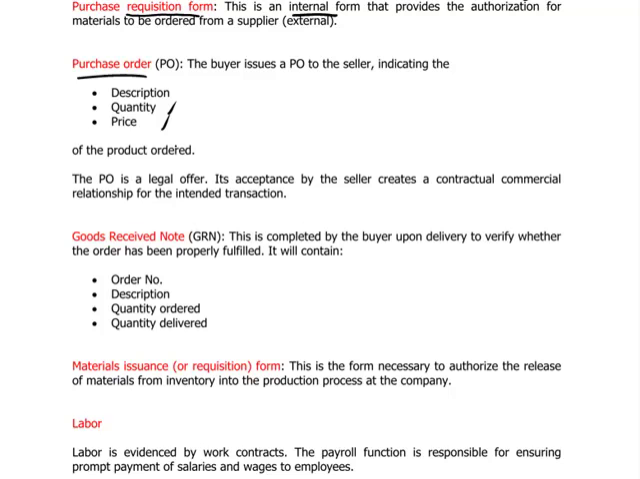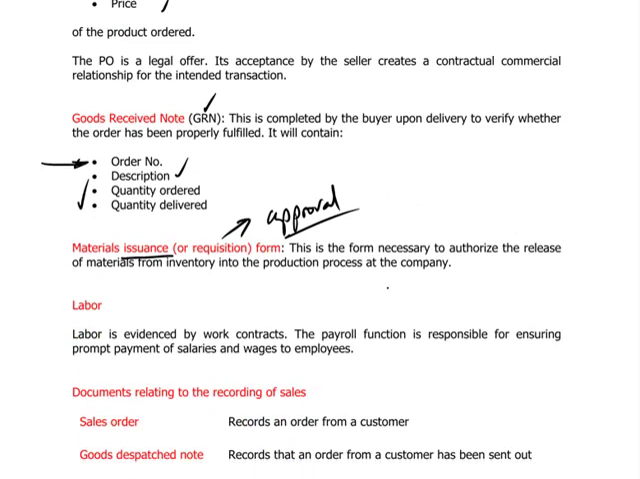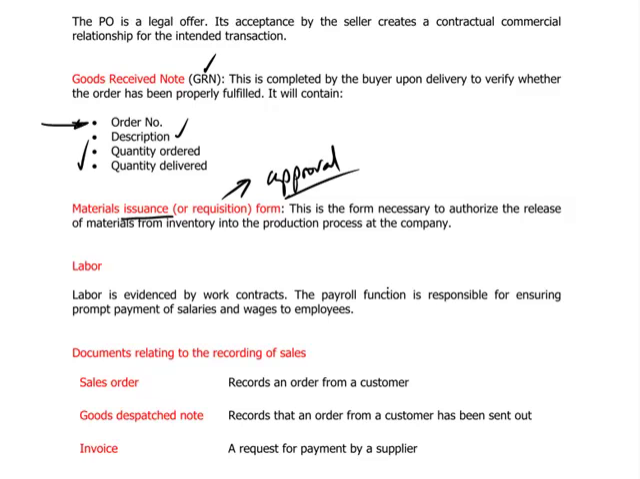When a delivery takes place, this gives rise to what is called a goods received note, and as the name suggests, it will refer to the order number that was made by the customer, and it will describe the goods themselves and also the quantity of goods. Now, within the company, when the goods have been received, they have to be moved from the receiving department to another department internal to the organization. The materials will be issued based on a materials issuance or requisition form. Again, the word requisition indicates a kind of internal approval or authorization. That has to do with materials that are processed within a company.